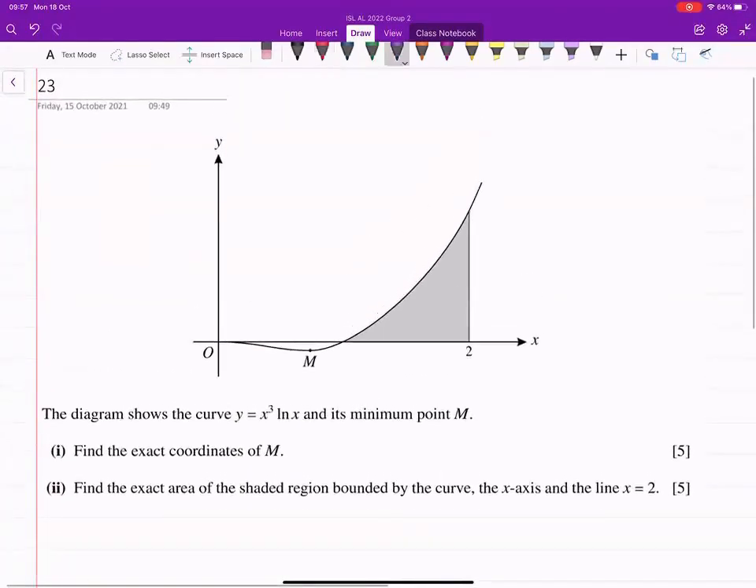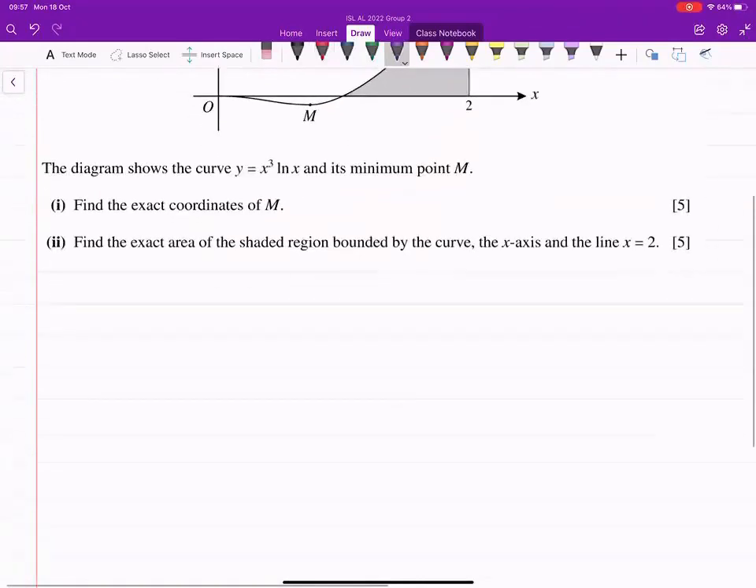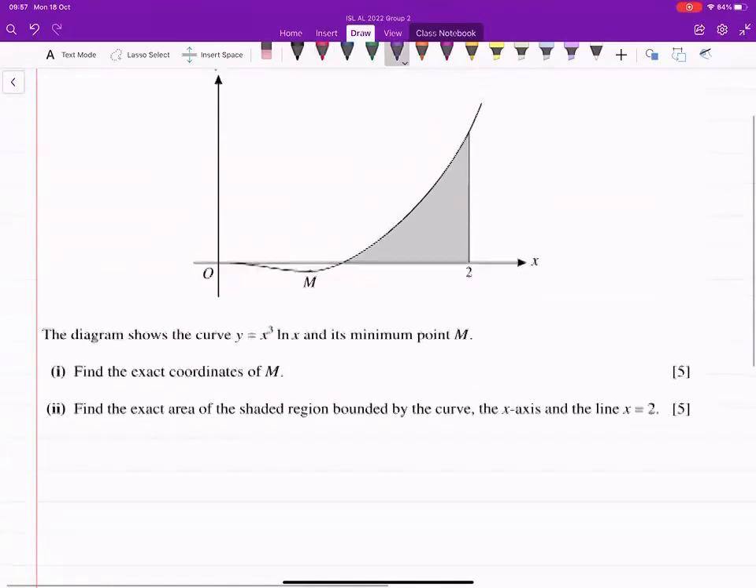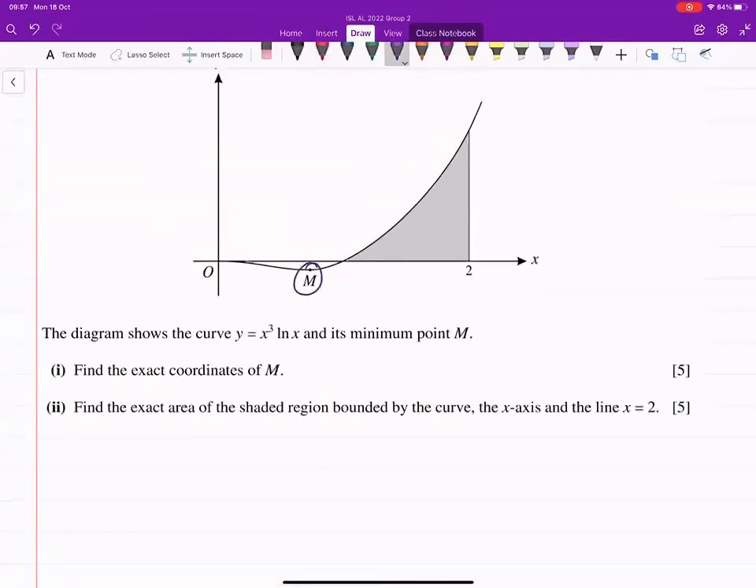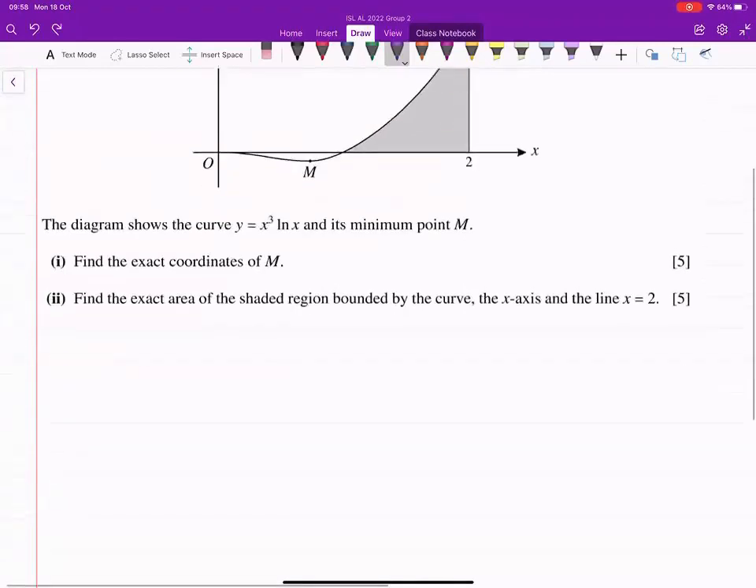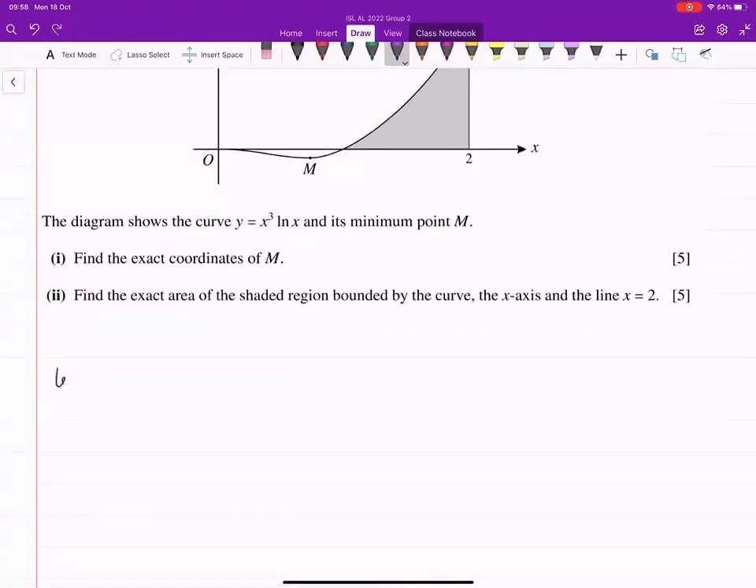Okay. x cube into ln of x. The question first says find the exact coordinates of M. How do you do that? M is the minimum point. How will we figure out the coordinates of M? M is the turning point. To find a turning point, what do we do? We find the derivative and put that equal to 0. The first part is simply to do that.